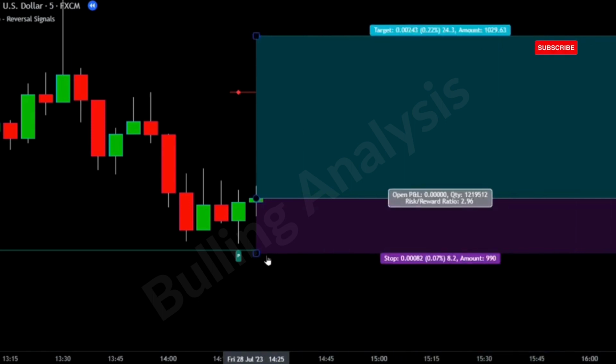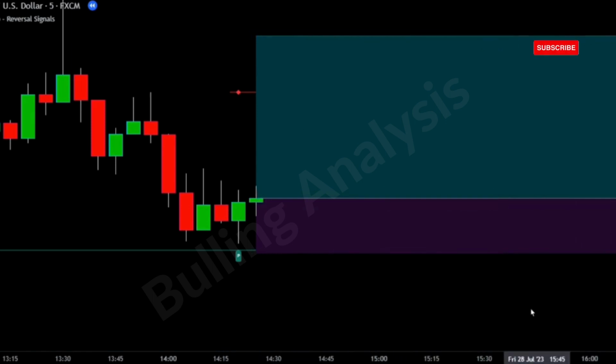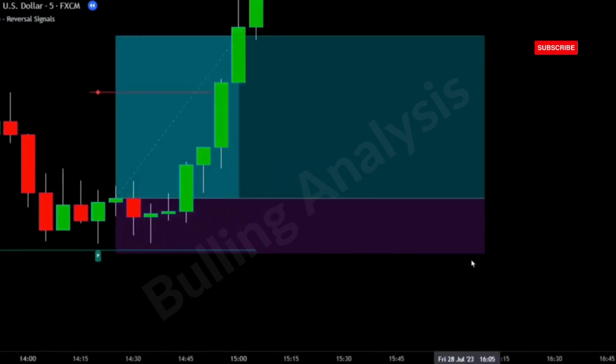For a buy trade, set your stop loss just below the support line, and aim for a take profit level near the nearest resistance level.